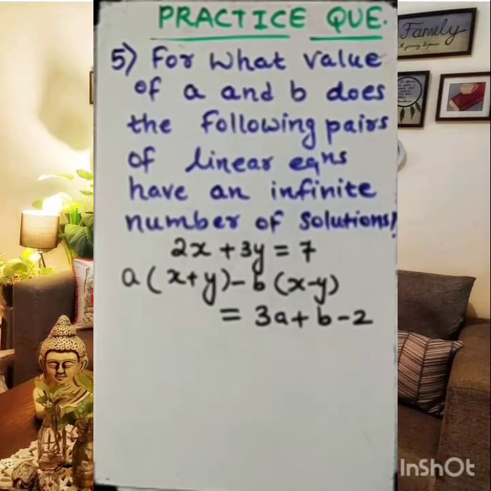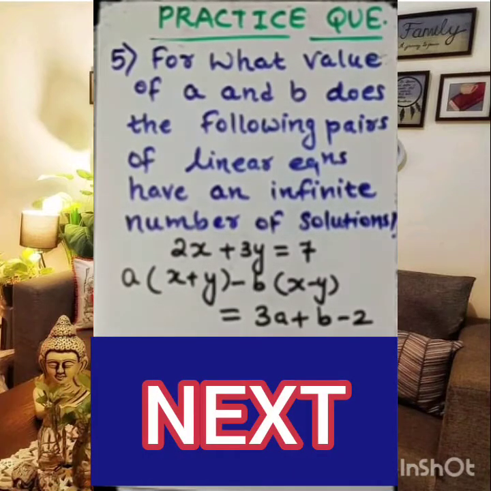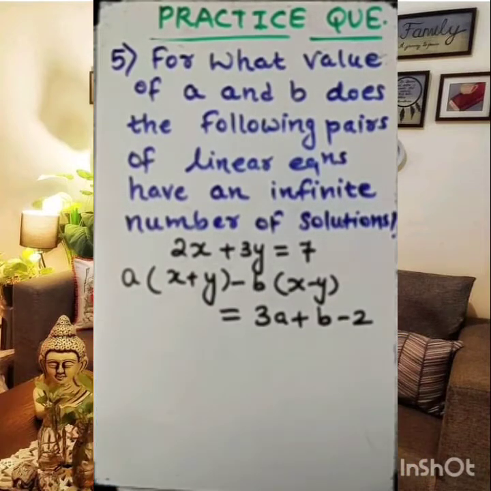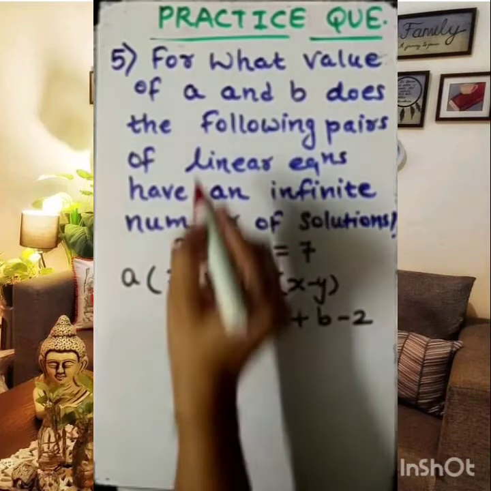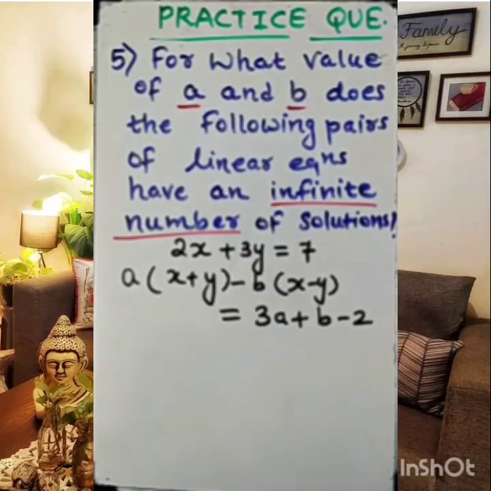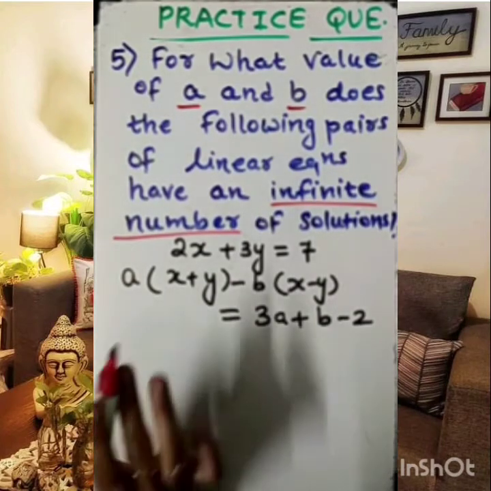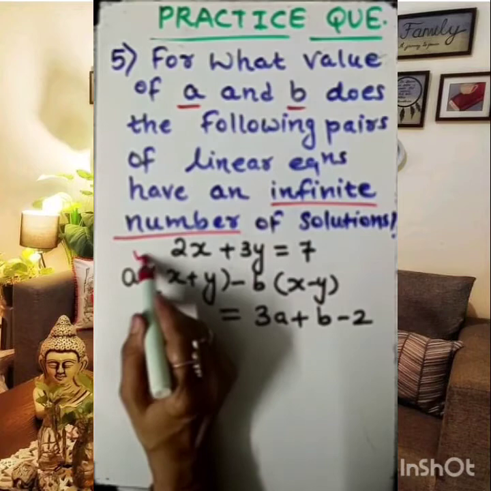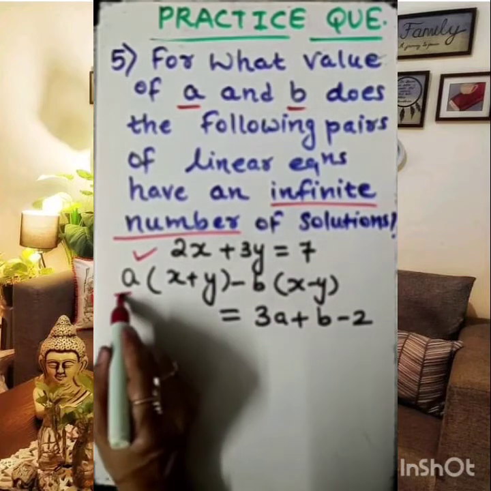So I am reading question 5. For what values of a and b does the following pair of linear equations have an infinite number of solutions? We want to find the values of a and b, and here we are given an infinite number of solutions. So my dear student, what we have to do here is very simple. The first equation, let it be as it is. I am working upon the second equation.